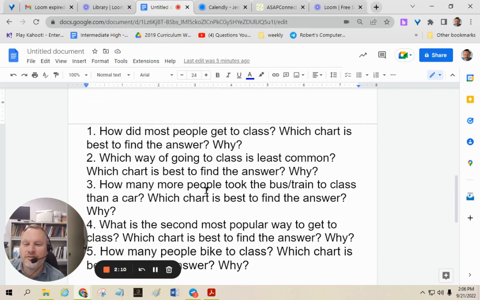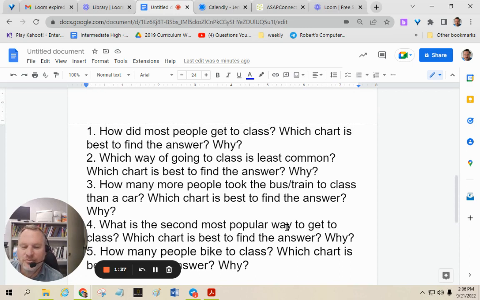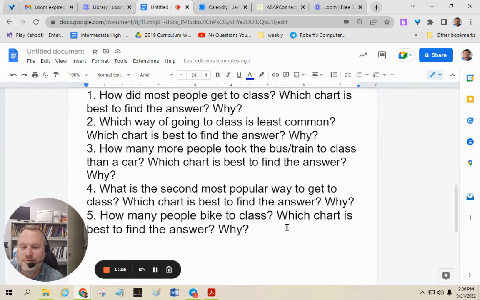Here are some questions. How did most people get to class? Which chart is best to find the answer and why? Which way of going to class is the least common? Which chart is the best to find the answer? Why? And how many more people took the bus or train to class than a car? Which chart is best to find the answer and why? What is the second most popular way to get to class? Which chart is the best to find the answer and why? And how many people bike to class? Which chart is best to find the answer and why?